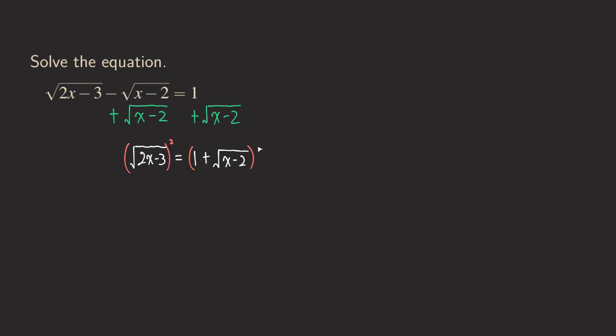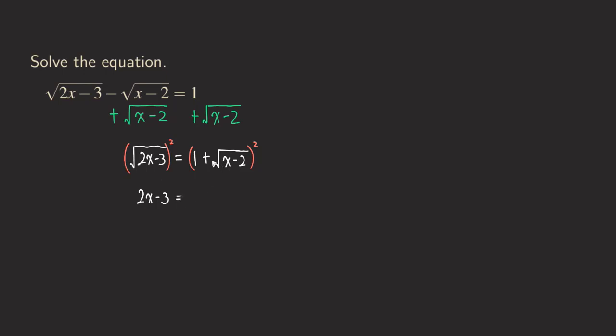So when we do the squaring, make sure that we square the whole thing. If there are two terms right here, one is one term and the second radical is the second term, then we need to put parentheses around the whole expression and then square it. Now when we do that, the square and the square root cancel out. So we get 2x minus 3, whatever is left inside the radical.